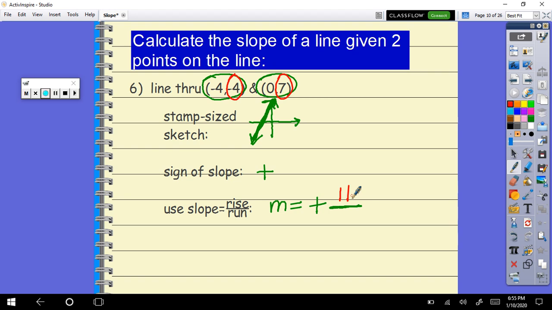It's 11 steps. I'm not worried about the direction that I'm counting in. And then if you were to count run, you count x's. Well, again, if I count from -4 to 0 or from 0 to -4 on the number line, it's a total of 4 steps. I already know the slope is positive, so it doesn't matter whether I count from left to right or right to left. That's the beauty of this method. You count a quick rise, you count a quick run, you've already figured out the slope is positive, and you're done.